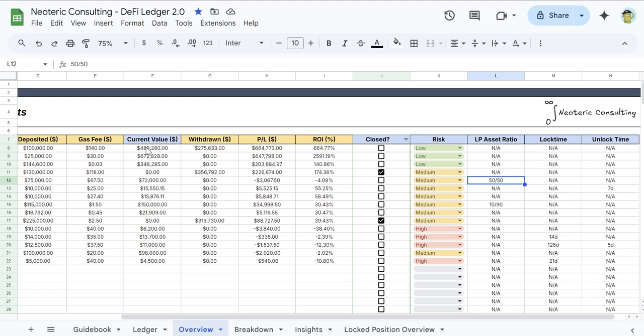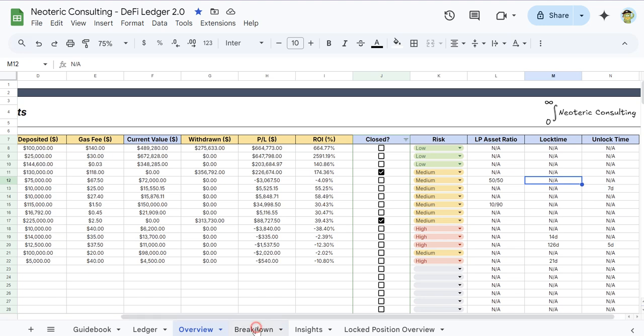Unless it's a formula like x times y equals k, a constant product formula, it's based on supply and demand. The underlying assets in the pool, the ratios keep changing. So again, LP asset ratio, you're going to have to keep changing. And what if you change your lock time for a position? That changes too. Same with unlock time. What if the protocol subjects you to a lower lock time than when you initially entered that position? These are not constantly changing, but these are dynamic inputs. You can think of them like that. So that's the distinction between the ledger tab and the overview tab.